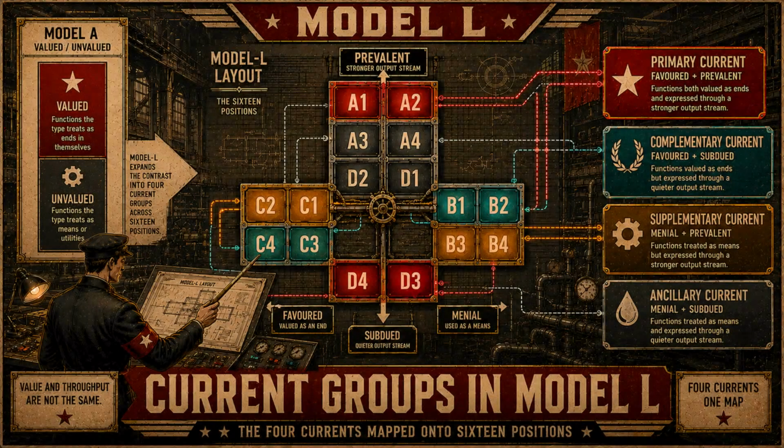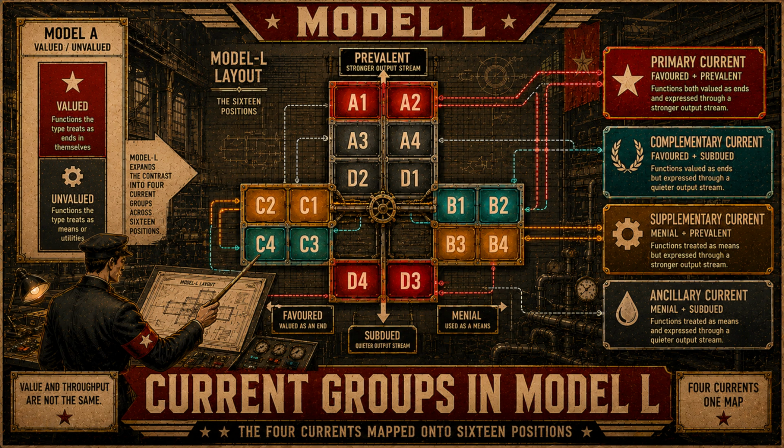Now that we have the conceptual map, we can place the 4 currents back into the Model L layout. This is where the structure becomes more precise. In Model A, the valued functions appear as one broad group, and the unvalued functions appear as another. But in Model L, that same contrast is expanded across 16 positions. Primary current includes the functions that are both favoured and prevalent. Complementary current includes functions that are favoured but subdued. Supplementary current includes functions that are menial but prevalent. And ancillary current includes functions that are both menial and subdued.